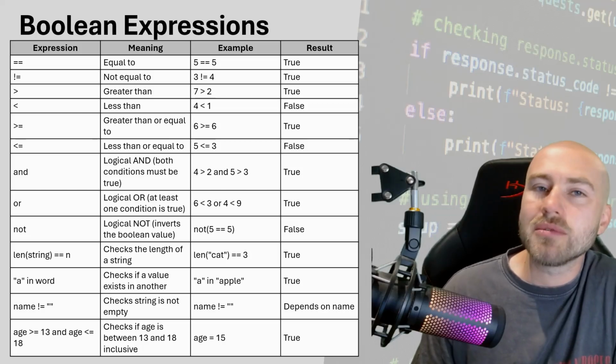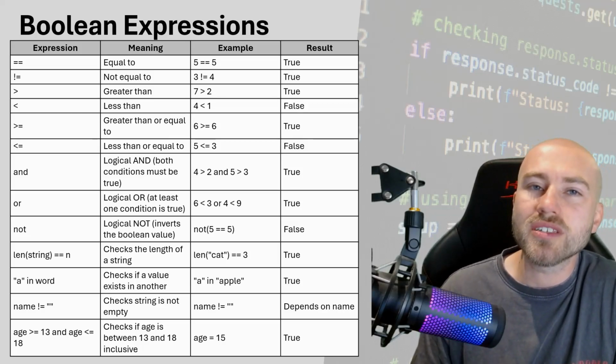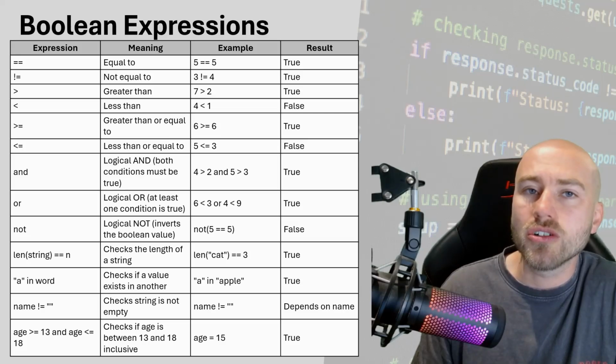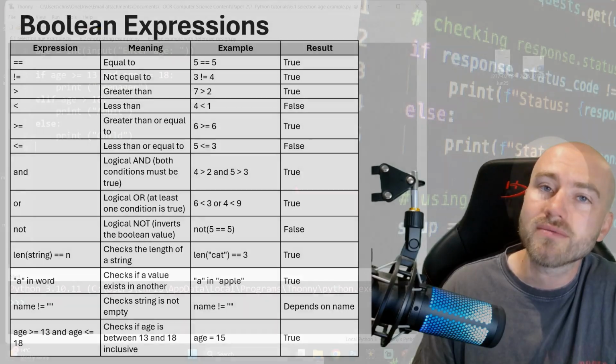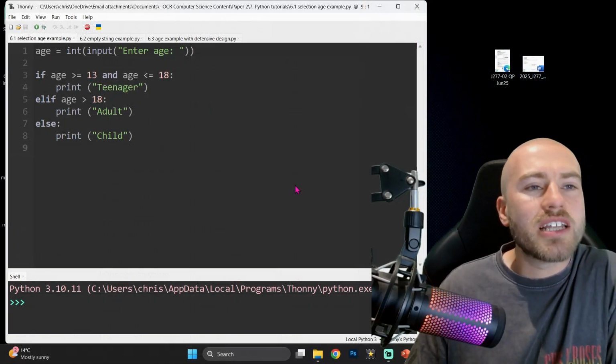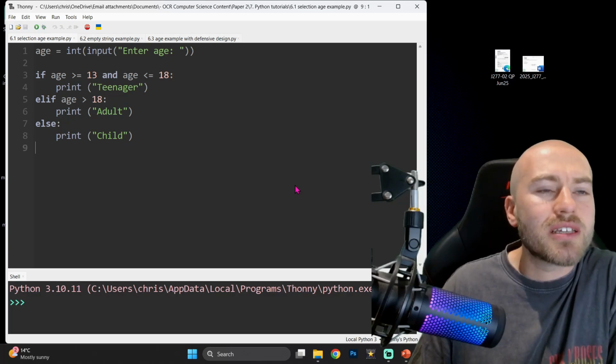These are all the different types of Boolean expressions that we could use when doing selection. I've also included logical expressions in here as well, which are like and, or, not. So it always makes a lot more sense when we see an actual Python version of it. So let's have a little chat about that.